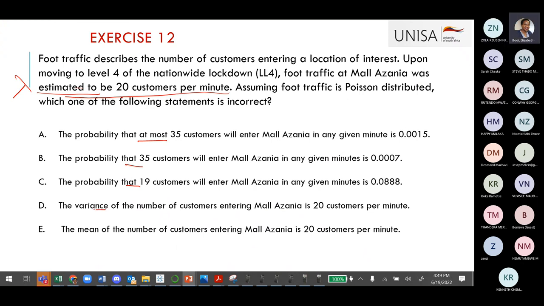And then they're asking you about the variance. Remember, this is Poisson, so they also did say it's Poisson. The variance is the same as the lambda. If my lambda is 20, therefore the variance is also 20. And what is the mean? If my lambda, my average, is 20, therefore my mean is also 20, and the others you need to calculate.